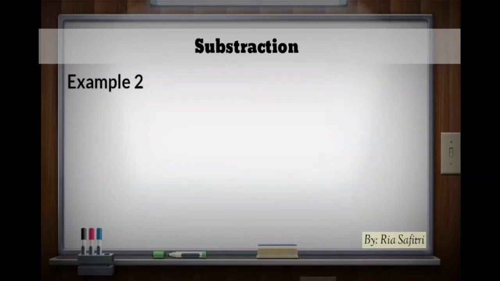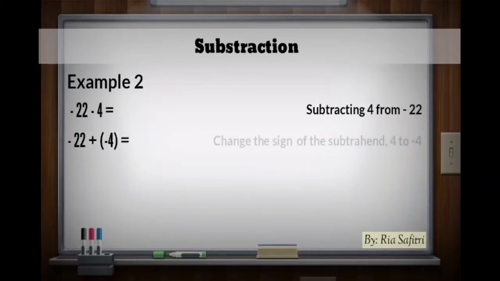For the next example, -22 minus 4. In this problem, we are subtracting 4 from -22. The subtrahend 4 is positive, so we change the sign of the subtrahend to a negative number. We can rewrite the problem for clarity. -22 plus -4 equals -26.